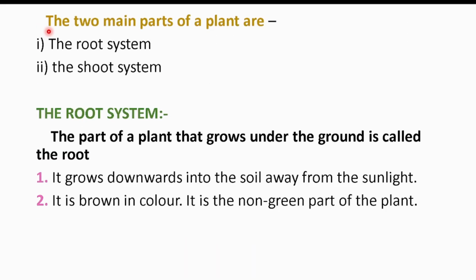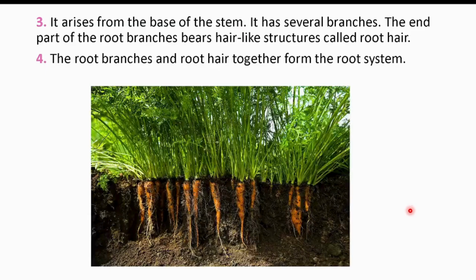Moving on to the next slide, the two main parts of a plant are the root system and second the shoot system. The root system, the part of a plant that grows under the ground is called the root. It grows downwards into the soil away from the sunlight. It is brown in color. It is non-green part of the plant.